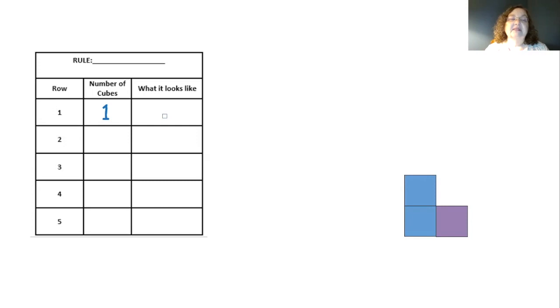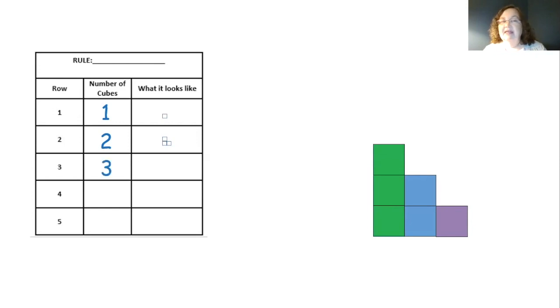Now, for the second row, let's build 2 blocks. And so where it says number of cubes, I'm going to say 2. And I want you to draw what you built. And so it should look something like this. Okay, you ready for 3? I'm going to put 3. I'm building that staircase again. And in my input-output chart, I'm going to put a 3. And I'm going to draw what I just built.